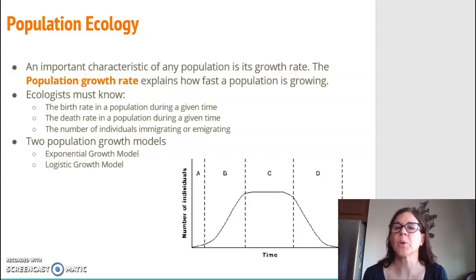Population growth rate is important, and birth rate and death rate are considered here, as well as individuals immigrating with an I, or coming into an area, and emigrating with an E, or exiting an area. If the birth rate plus immigration rate equals death rate plus emigration rate, then you have zero population growth.